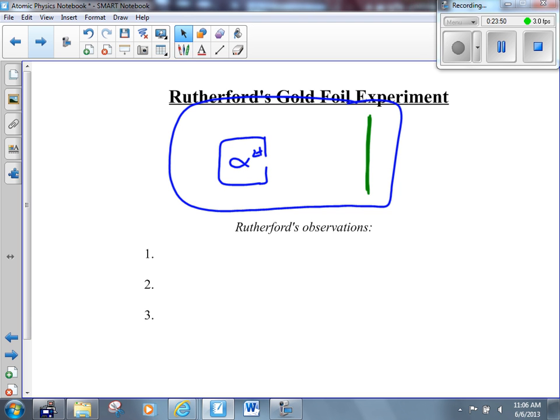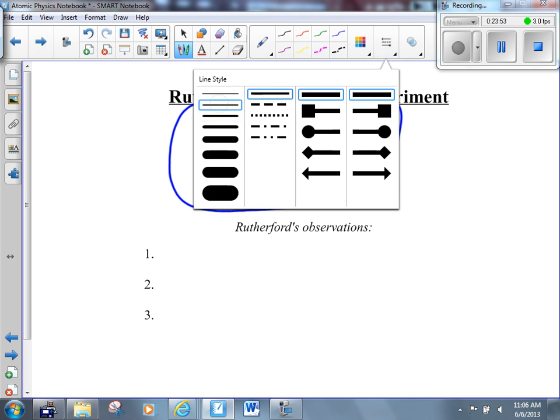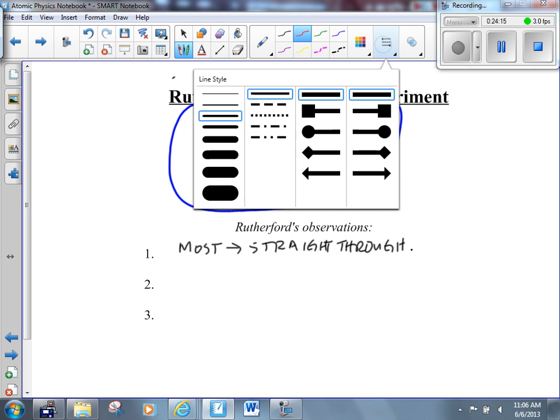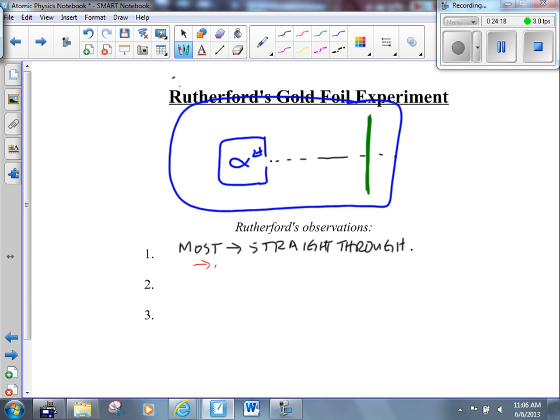Rutherford and his assistants made 3 main observations here. The first one being that most of these alpha particles ended up going straight through. That told Rutherford and his assistants, if most of them go straight through, then most of the atom is going to be empty space. If it wasn't empty space, then most of these alpha particles wouldn't have gone straight through. They would have been deflected. They would have hit something. They would have bounced back.